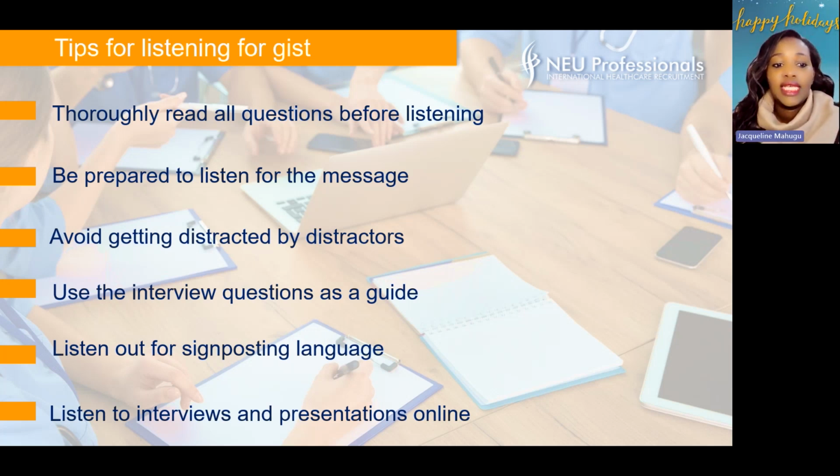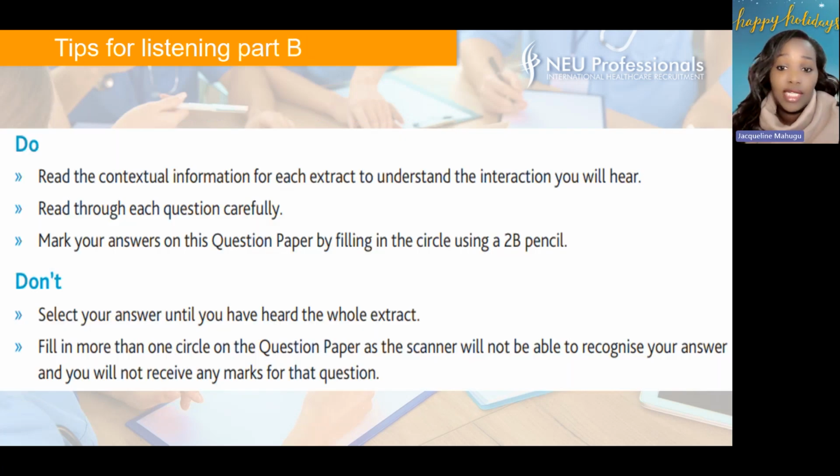All right, so that was listening for keywords, for implied meaning and gist. All those are very, very important in the OET listening test. So some general tips. In part B, remember that you listen to 6 recorded extracts like we looked at last week. So 6 recorded extracts from the healthcare workplace, and you answer 1 multiple choice question for each extract. And that part of the test is usually around 10 minutes.